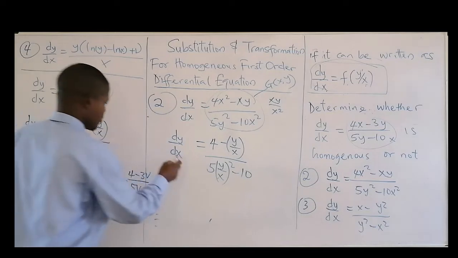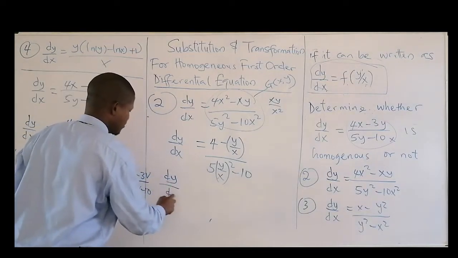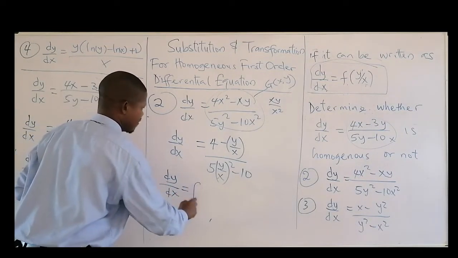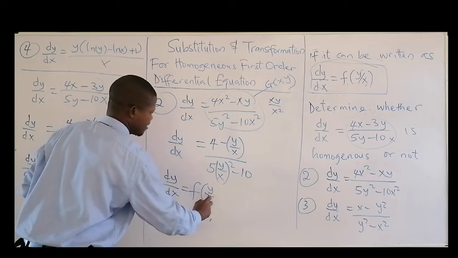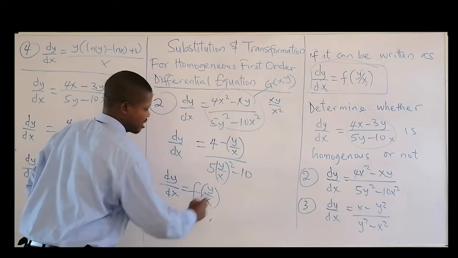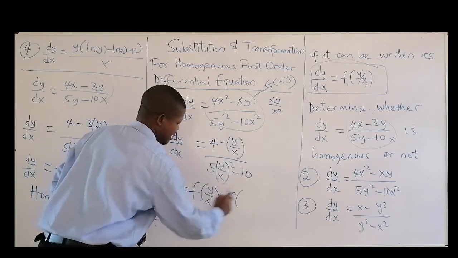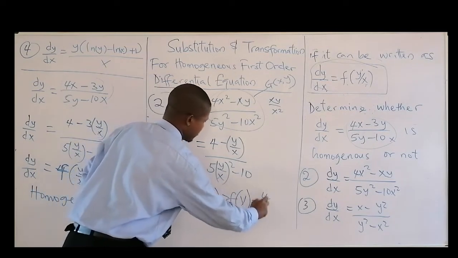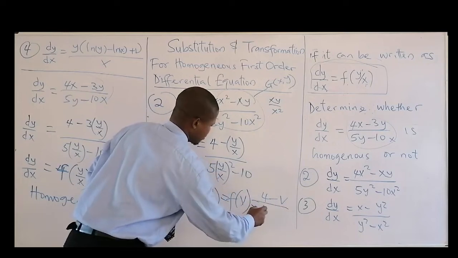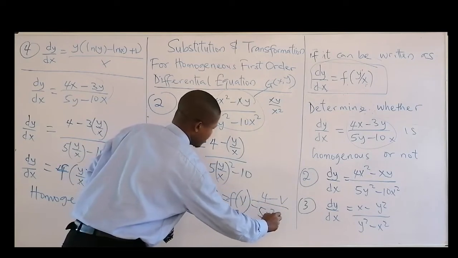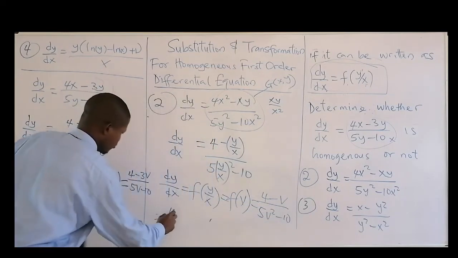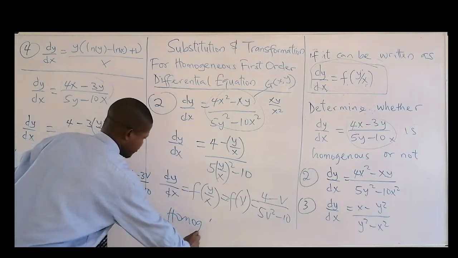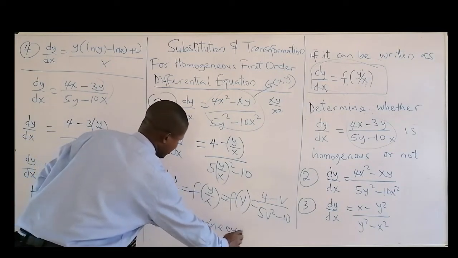So in this case, you can see that dy/dx can now be written in the form f of this fraction. Then you can substitute for that, making y over x as v, and that will give us 4 minus v over 5v squared minus 3. So this is a homogeneous first order differential equation.